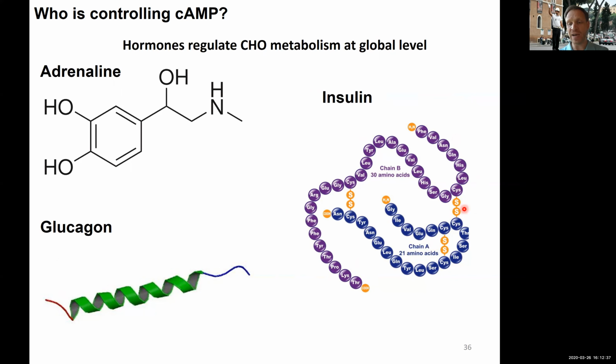Again, you don't have to remember the structure even generally of these hormones. What I want to focus on is their function, and really only in general terms. But what the hormones do is that they now actually regulate carbohydrate, sugar metabolism at the global level by controlling, among others, but specifically the abundance of cyclic AMP.